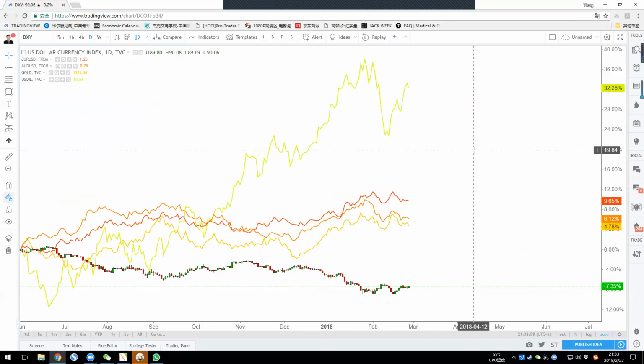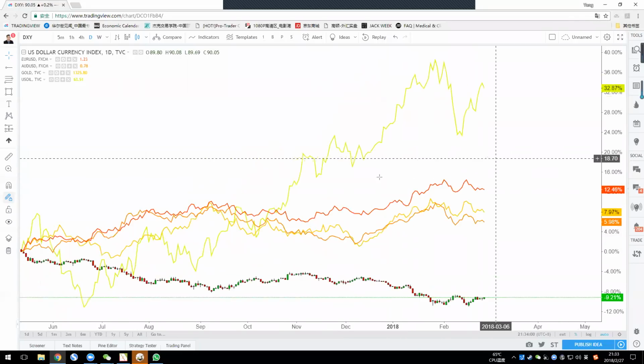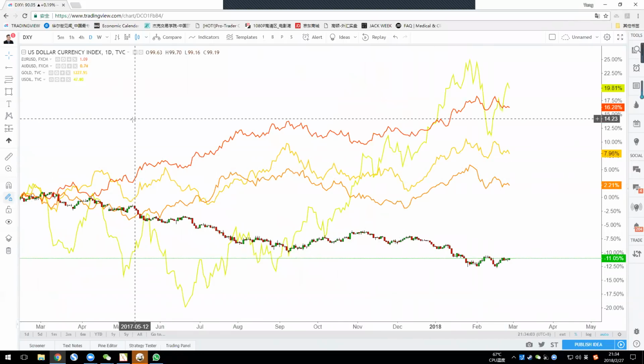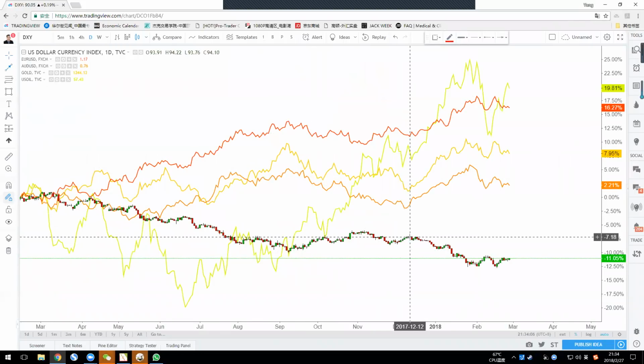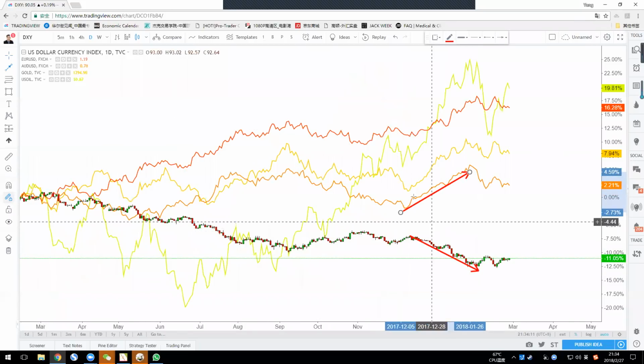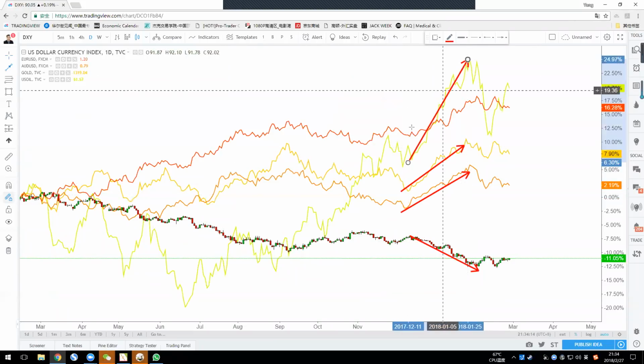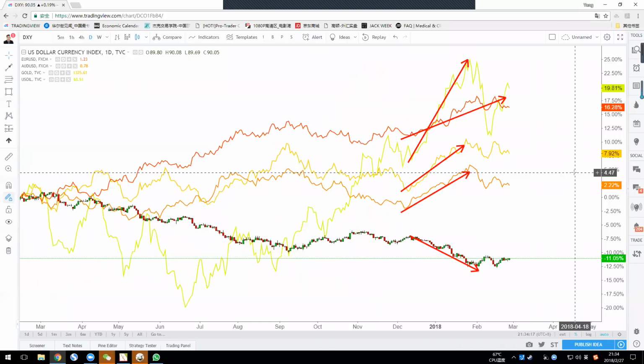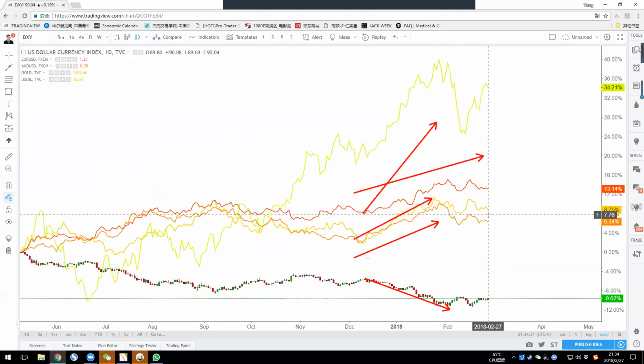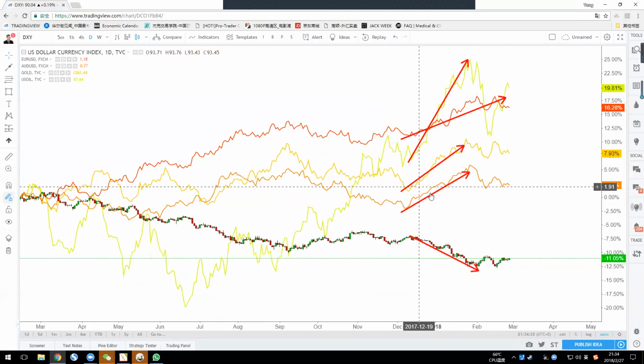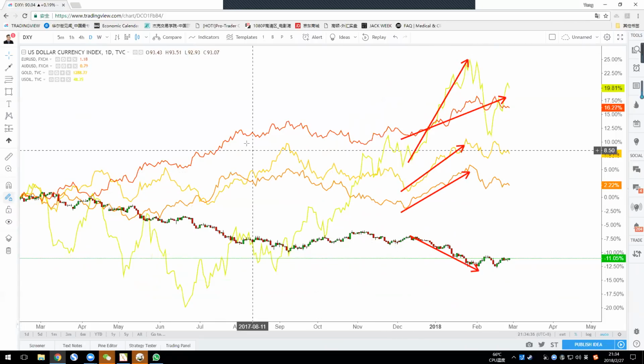So what can you see? We can see from the chart that when DXY is going down, all the other currencies or other products are doing what? What are they performing? Can you see it? This is what we call negative correlation. Yes, inverse correlation. You're right.